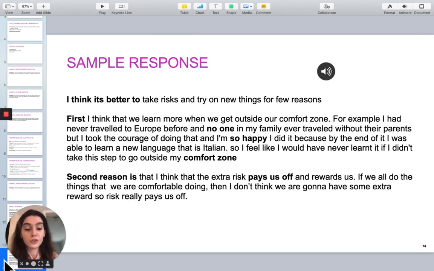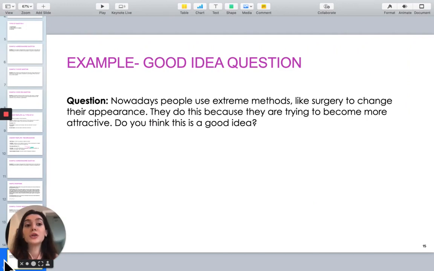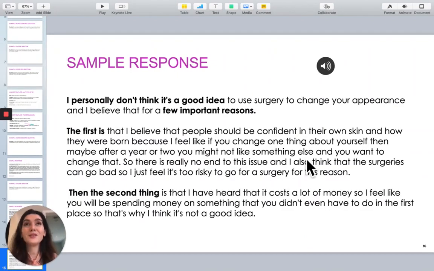Okay, so now we're going to do the next question, which is the good idea question. The question here says, nowadays people use extreme methods like surgery to change their appearance. They do this because they're trying to become more attractive. Do you think it's a good idea? Again, whatever the type of question number 1 is, if you know how they are grading you and what you need to give in a response, you will be able to answer it.